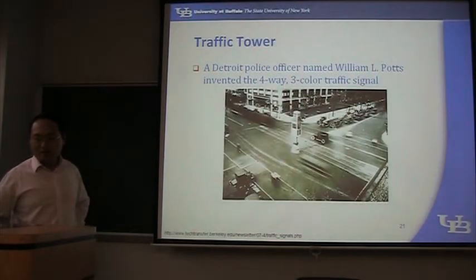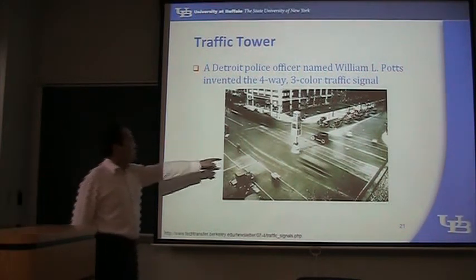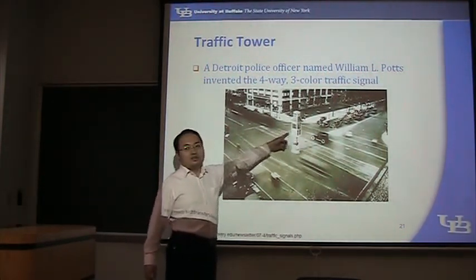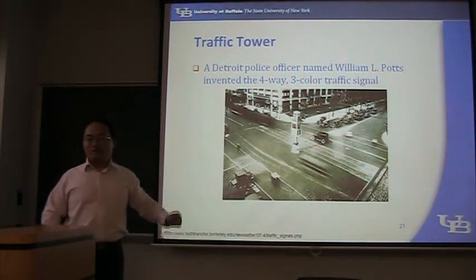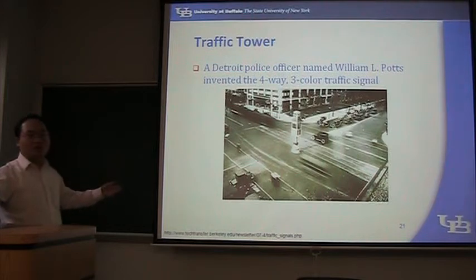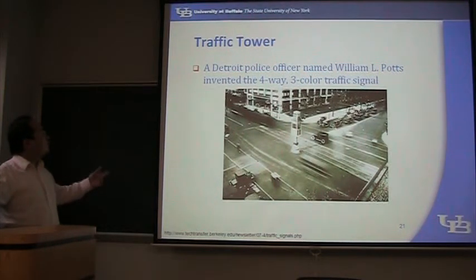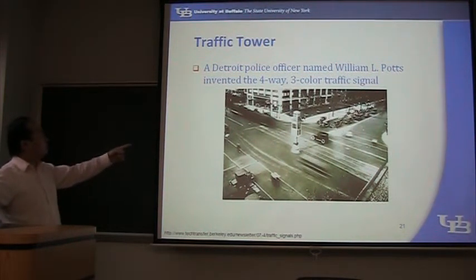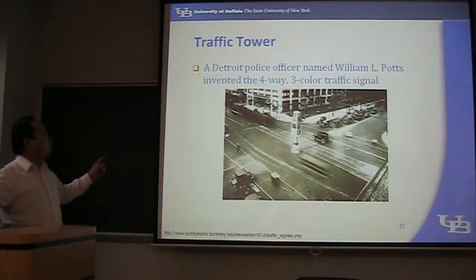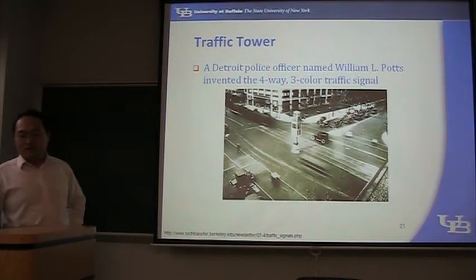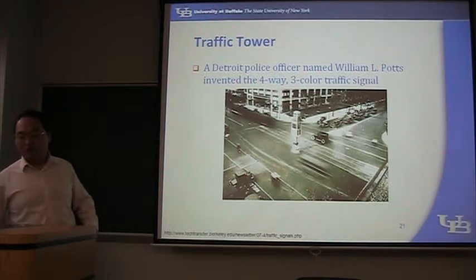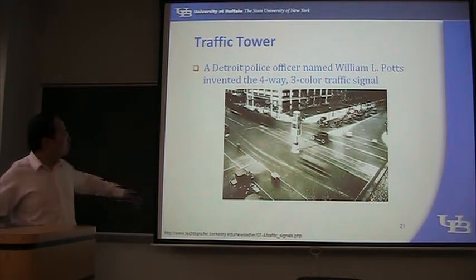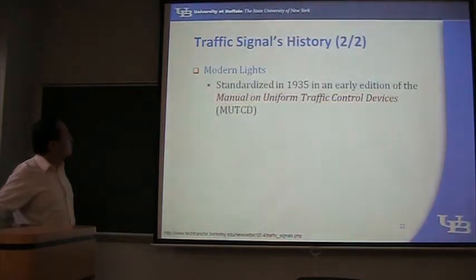Now let me show you what a traffic tower is like. This is a traffic tower. There is an officer, maybe more officers in it, and they control the light. At that time, there were no computers. A Detroit police officer named William L. Potts invented this traditional four-way, three-color traffic signal. So we call it Potts signal. This was a very early thing. So this is a precious picture.